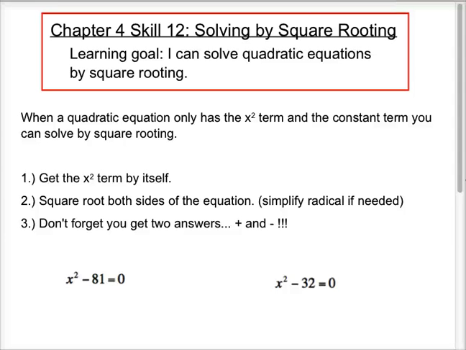Welcome back. In this video, we're going to apply that skill of simplifying radicals to the overall concept of solving quadratics by square rooting. Solving by square rooting really only works if you have an x squared term and a constant term, when you don't have the x term. Otherwise, we're going to get to that later with a more complicated way of solving. But when you have the x squared and a constant, you can solve by square rooting.